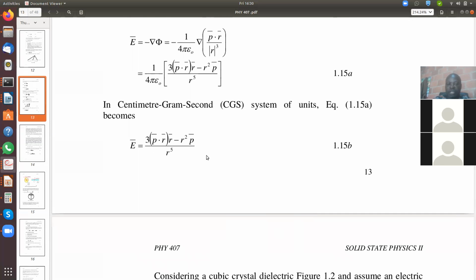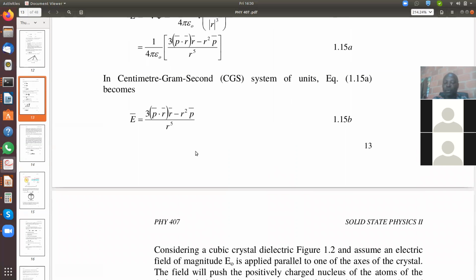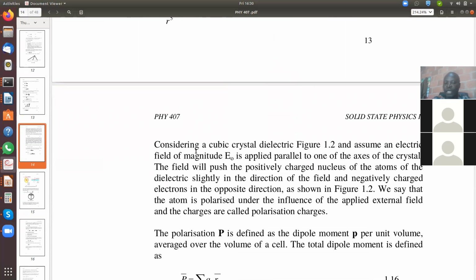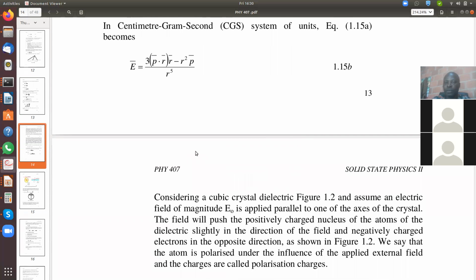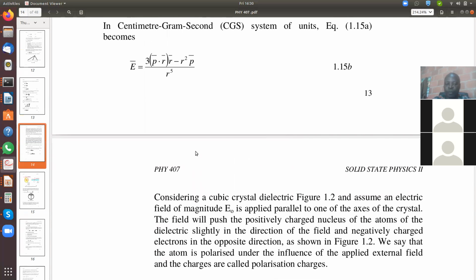And the same thing goes to this, and eventually we have what is called the electric dipole. Any question on that? Any question? Okay. So now, considering a cubic crystal dielectric, that is what we have in figure 1.2.